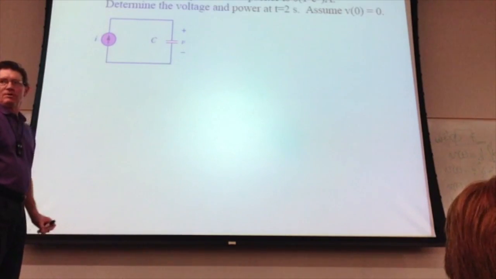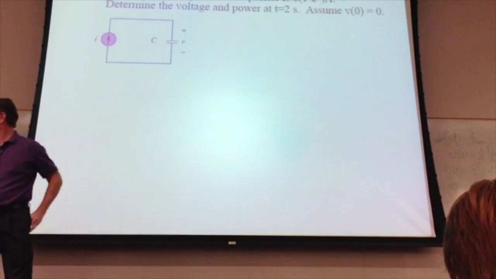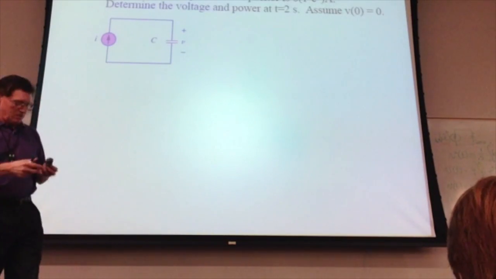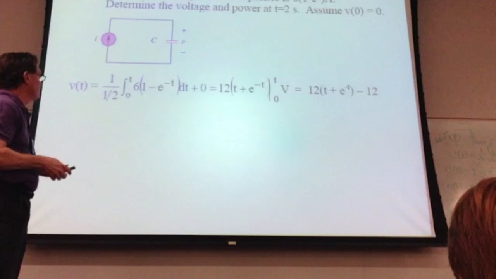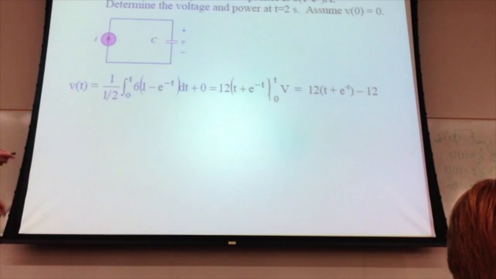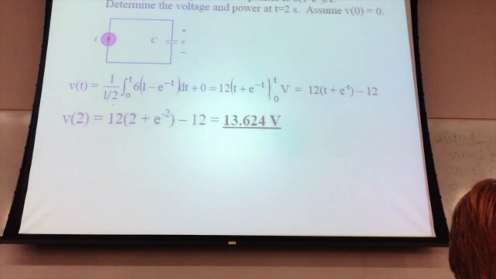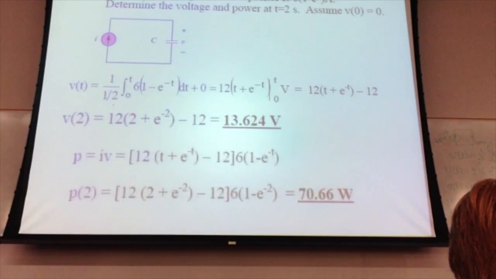All right, so far? Good. Questions? All right. So when we cranked it out, boom. 12t, 12 e to the minus t, minus the 12. You got 13.62, and we got 70.66 watts. All right? All right. We okay so far?